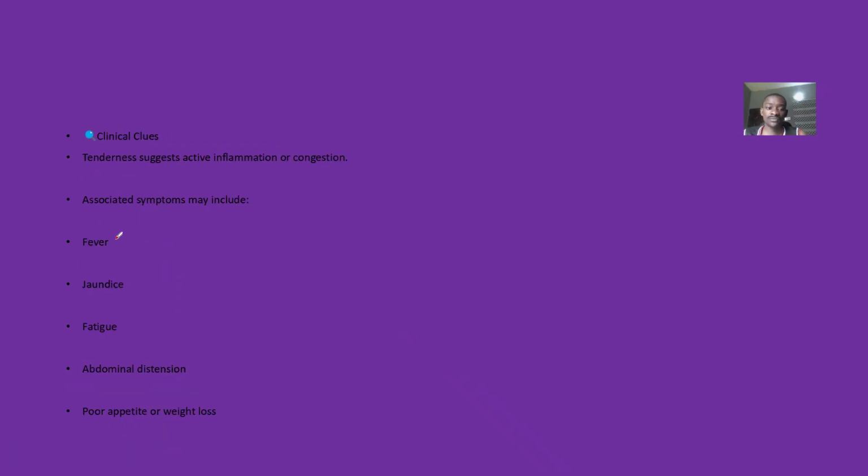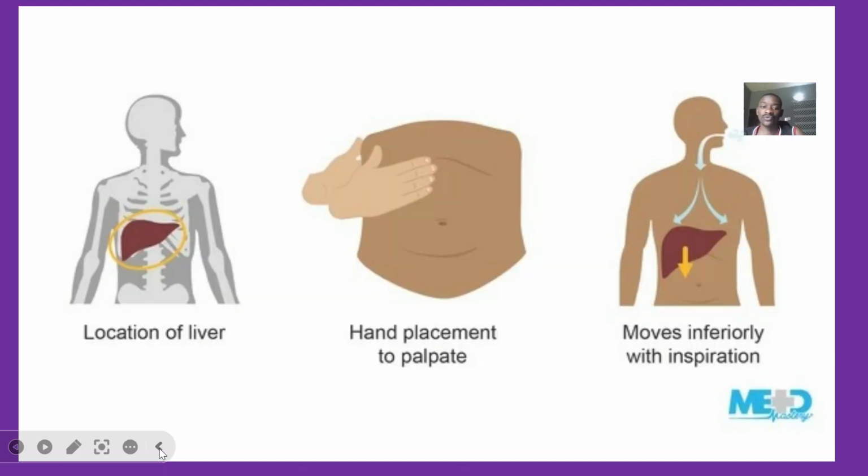So clinical clues: if you see a child with tender hepatomegaly, you should also check out for other things. So check out if the child has fever. That can be directing you towards infection. Check out if the child has jaundice. That can be directing you towards red blood cell breakdown being too much, hemolytic anemia. All right, check out if the child is weak. Check out if the child has abdominal distension, of course, that could be showing you that maybe there's a swelling issue. Check out also if the child has poor appetite or weight loss.